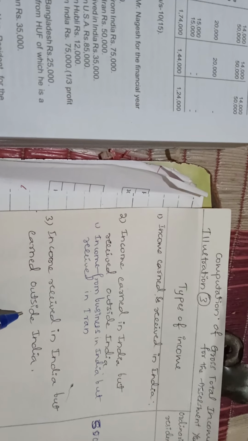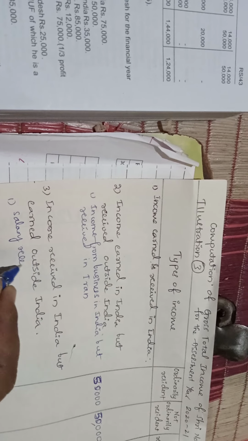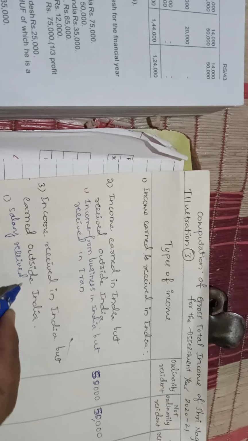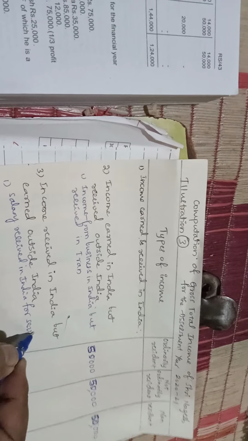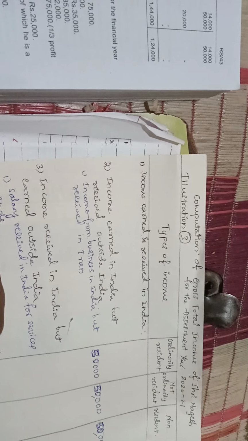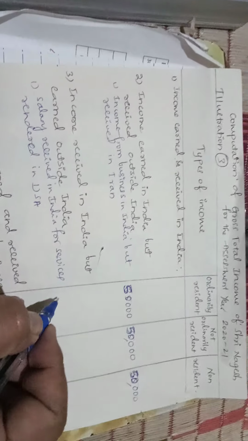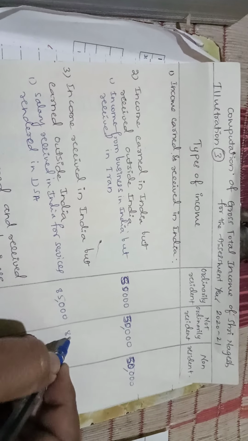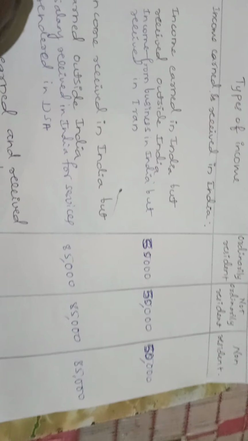So here I am going to write the transaction as salary received in India for services rendered in USA. In the first three cases, irrespective of the information, we are going to tax in each and every column, amounted to $85,000 only. And next, go through the next item.